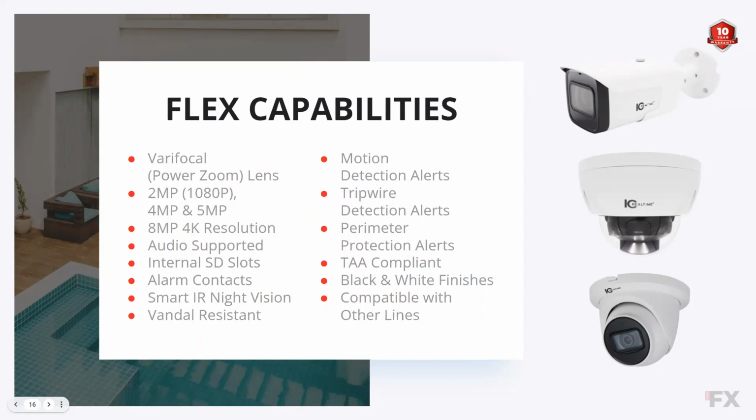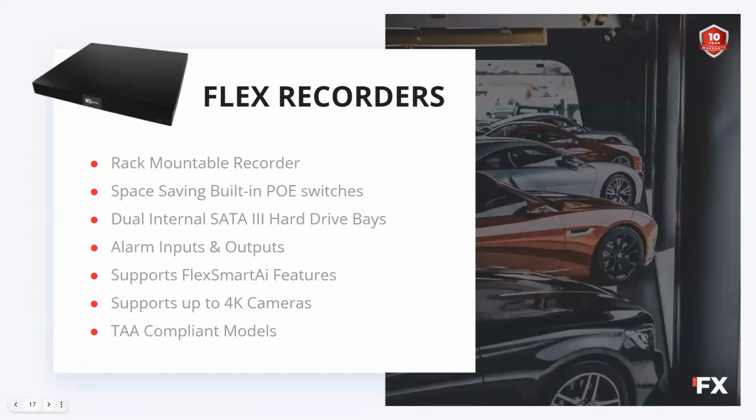Now here you're going to find also 2, 4, and 5 megapixel resolutions, along with 8 megapixel 4K resolutions as well. Beyond that, everything else is pretty much the same between the Flex and a Max. Now our Flex recorders here are going to be rack mountable as opposed to shelf mountable. So if you need a 1U rack mountable solution, the Flex recorder is what you're going to look for. Other than that rack mountable functionality, there is absolutely no difference between the FX recorders and the MX recorders. They're both going to have the same capabilities and technologies, only difference being that rack mountable chassis size.